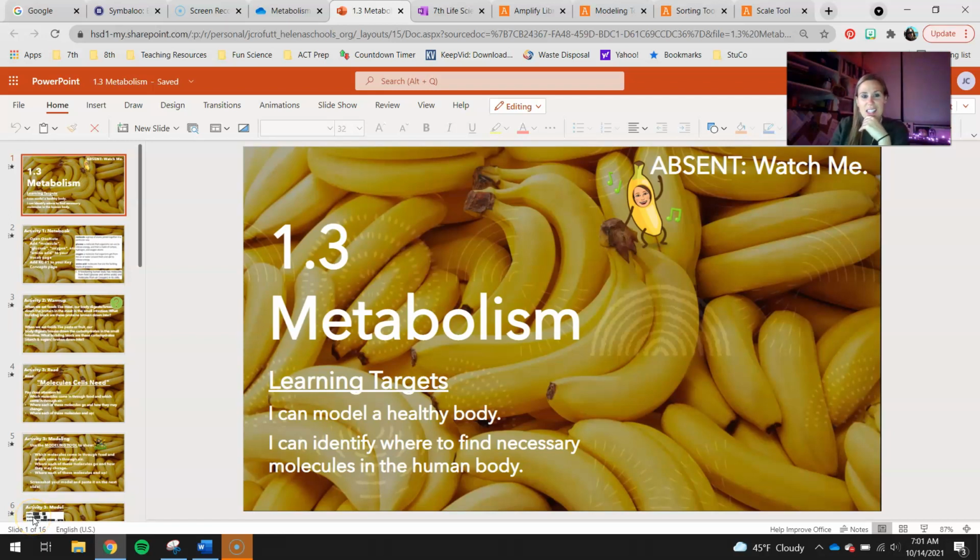Hey, 7th graders, today's lesson is 1.3 Metabolism, and here are your learning targets for today. I can model a healthy body, and I can identify where to find necessary molecules in the human body.